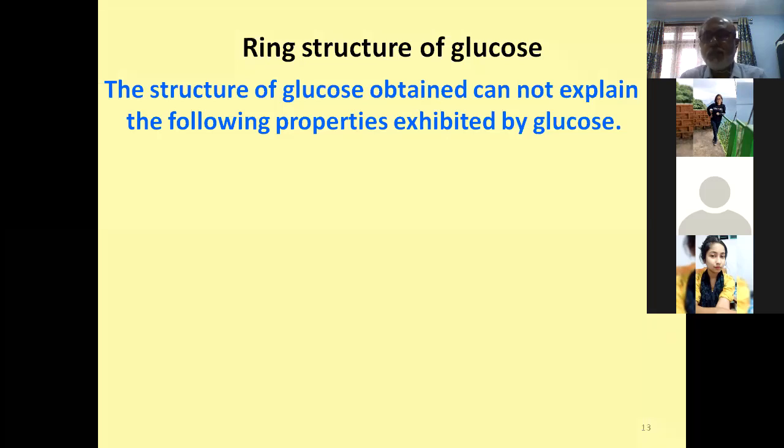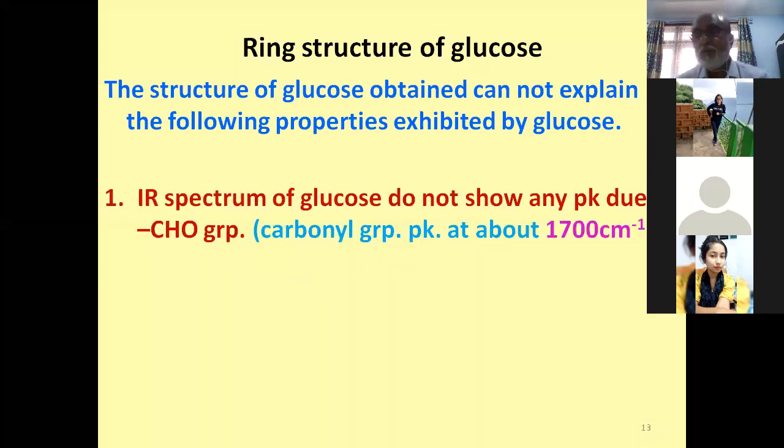What is the important functional group in this molecule? We have got an aldehyde group. We have got an OH group, right? The aldehyde is very prominent. It shows all the properties of aldehyde. Aldehyde and ketone are similar groups. So if we take the IR spectrum, this molecule should show a peak due to the CHO group, yes or no? But what we find is that the IR spectrum of glucose does not show any peak due to the CHO group.